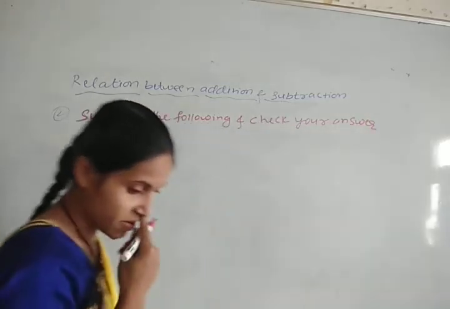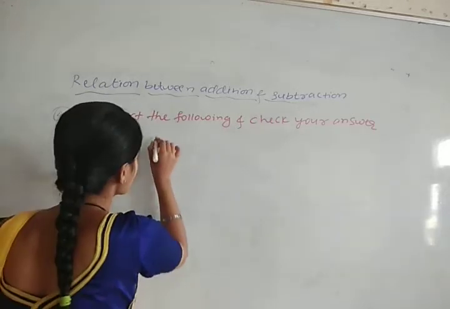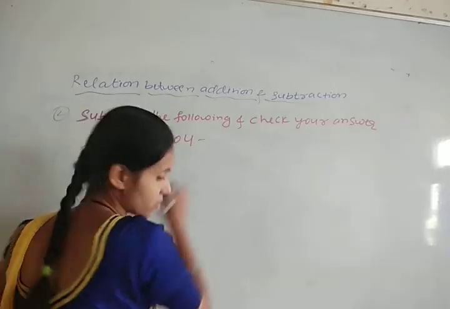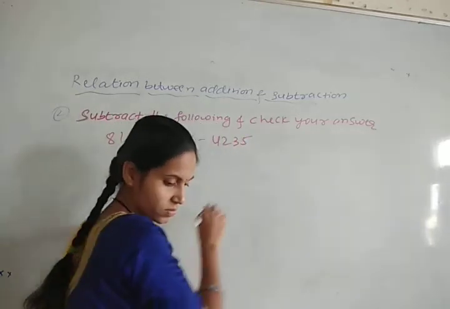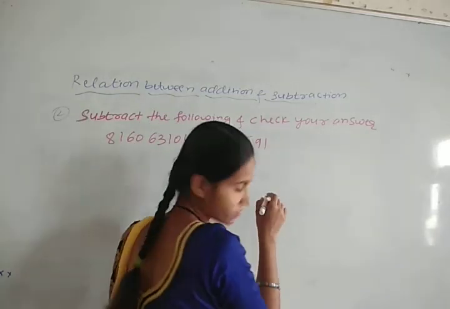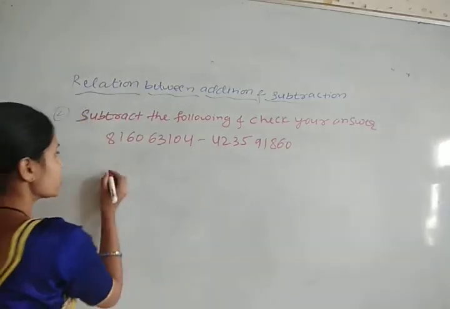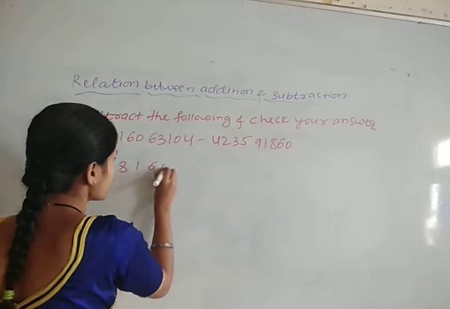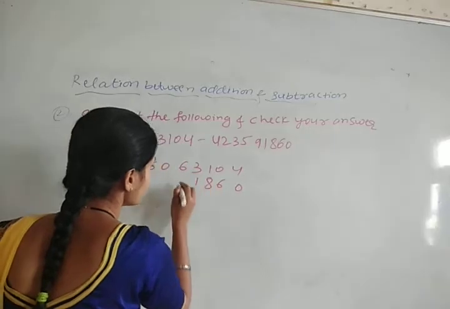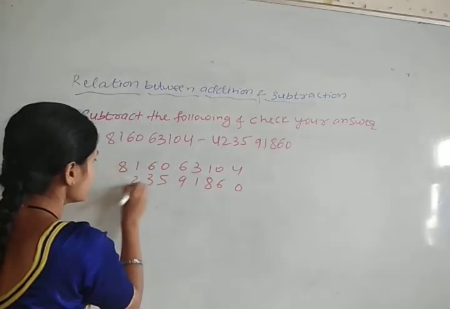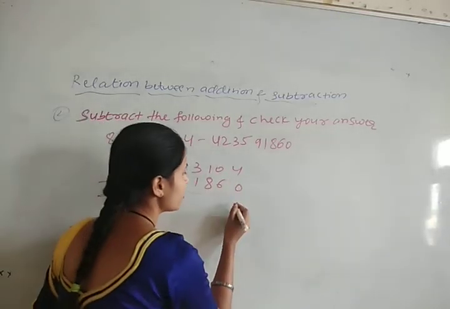Okay, they have given two numbers, 8160 63 104 minus 4235 91860. So we need to subtract these two numbers. I will write the two numbers in the column form. Now subtract. So if I subtract 0 from 4, I will get 4 only.